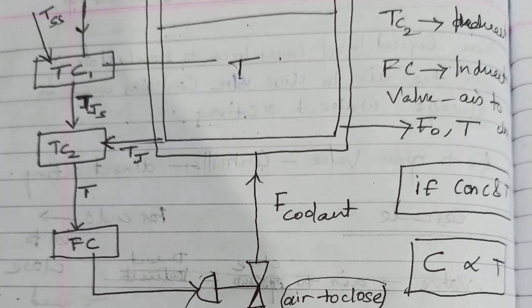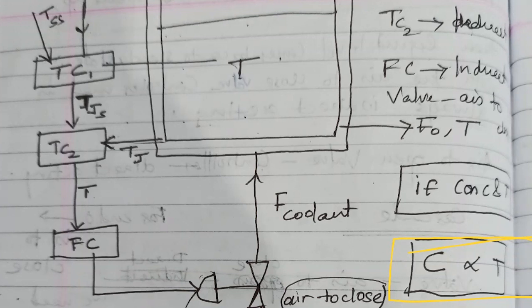Now, first we are measuring what? We have a concentration controller. In your question, it is given that concentration is directly proportional to temperature. Clear? Now tell me, what will be the concentration controller, direct or indirect? You can tell me what will be the type of concentration controller, direct or indirect?